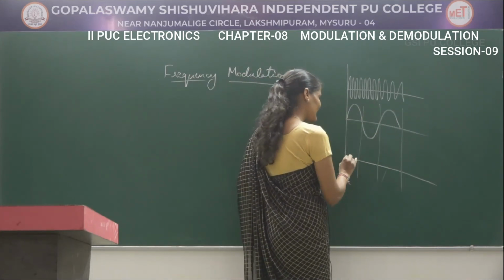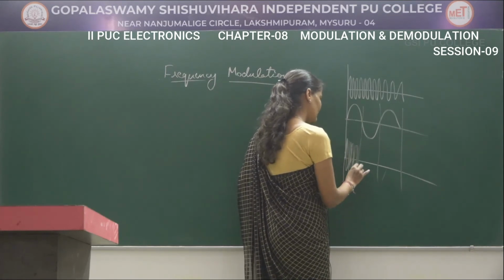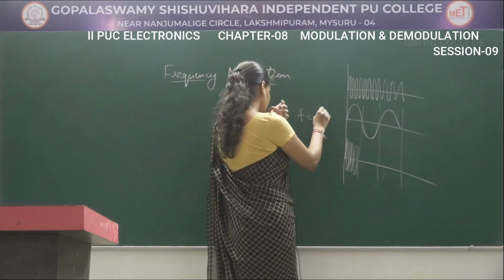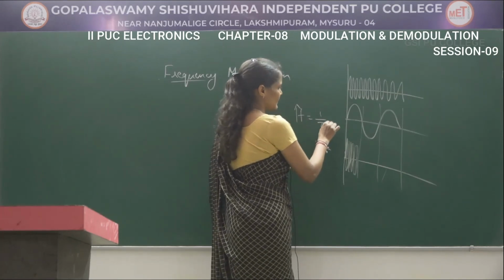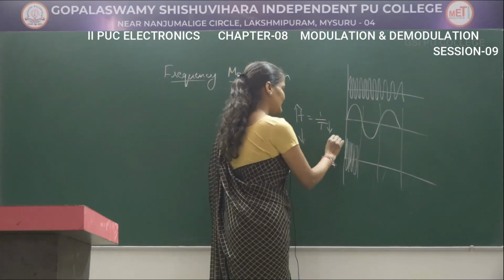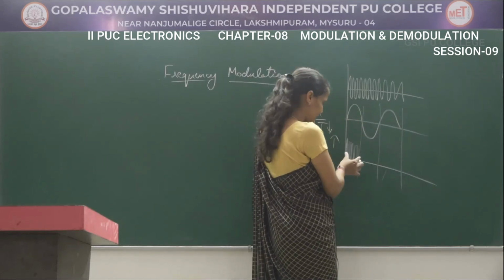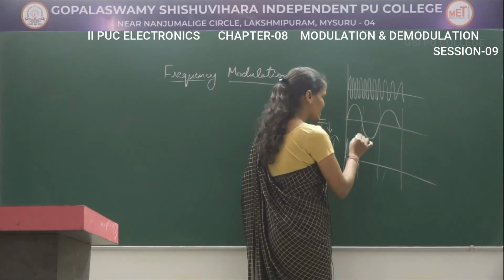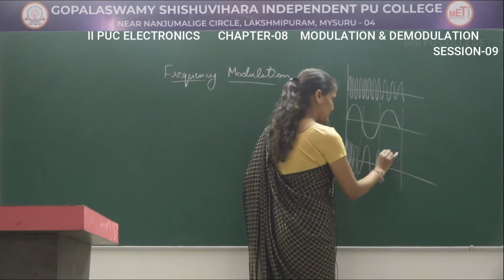So a frequency increase is nothing but, to put it more simply, we know that f is equal to 1 divided by T. So if f is increasing, T will decrease, or if f is decreasing, T will increase. So if the frequency is increasing during the positive half cycle, the time duration between each cycle will be less. And if the frequency is decreasing, we will get a signal like this.